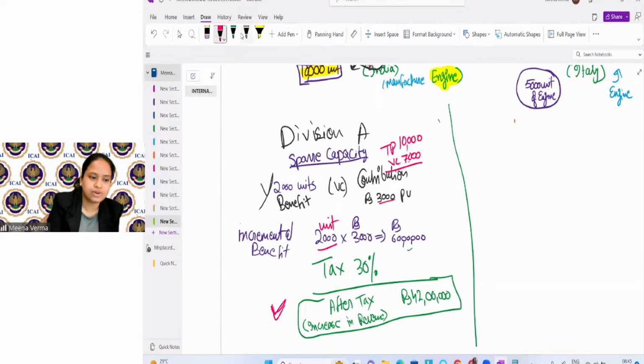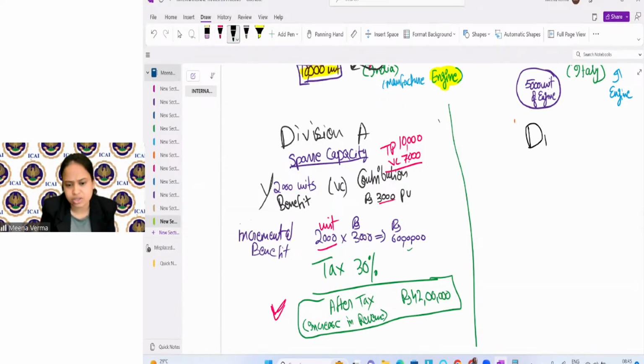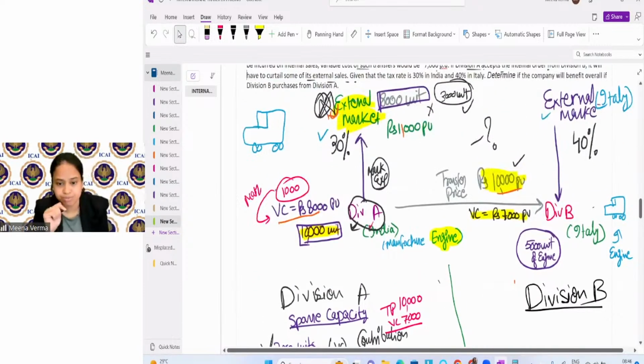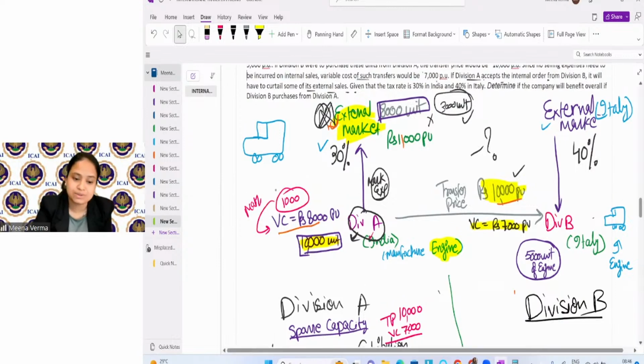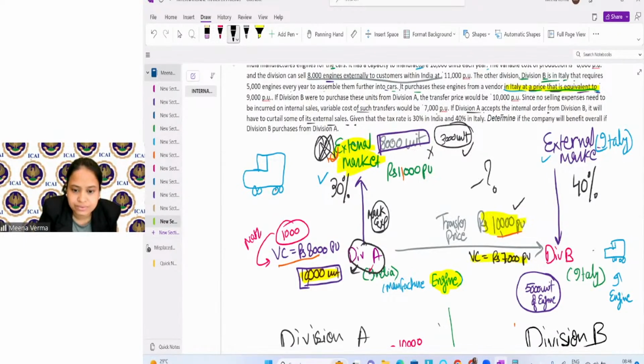Now let's talk about Division B, whether they are having the benefits or they are in loss. What is happening in case of Division B? Division B has the option, they can buy the same product from the external market. At what price? They can buy the same product in Italy, equivalent to 9,000 per unit.